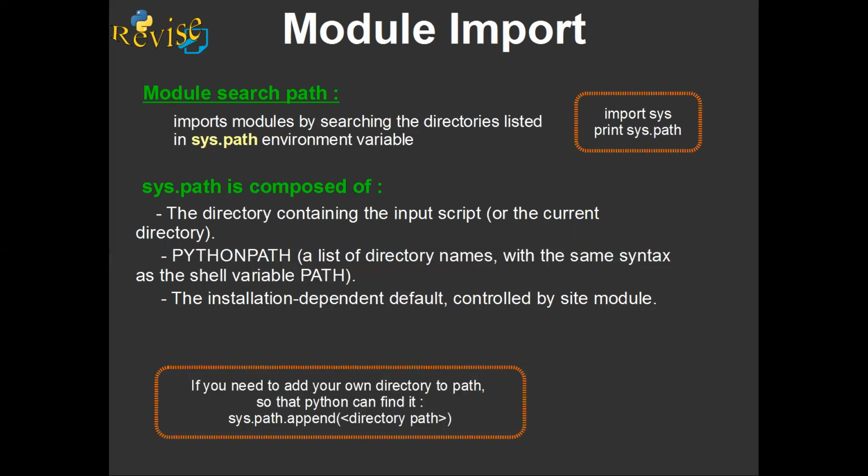So let's say you want to access some directory of your own, but it is not there in sys.path. You can add it to sys.path using sys.path.append and give a directory path. It will be appended to sys.path, and you can use that directory in your module.